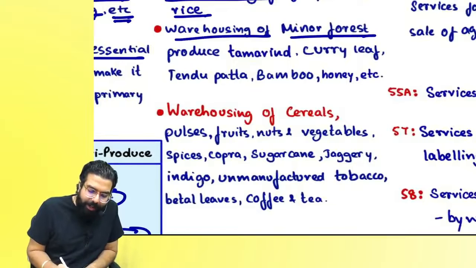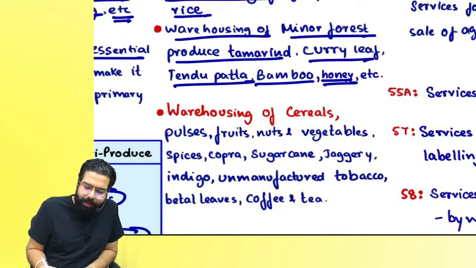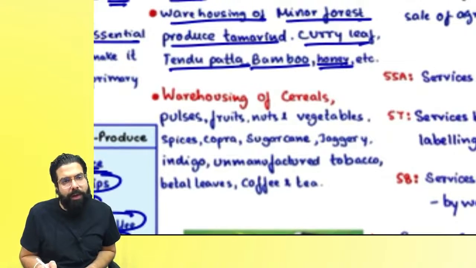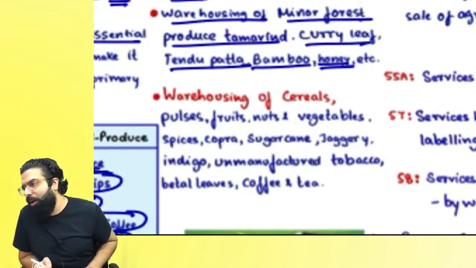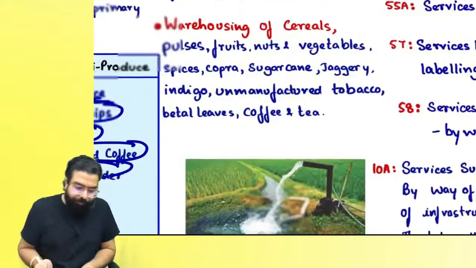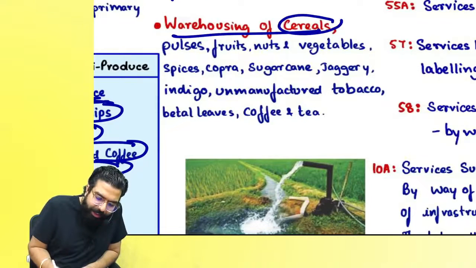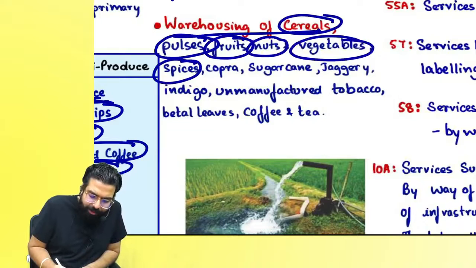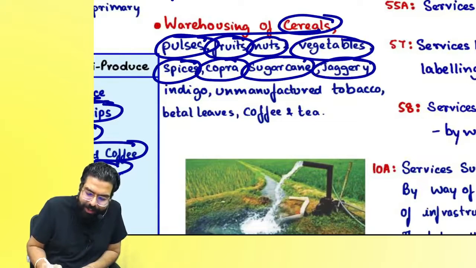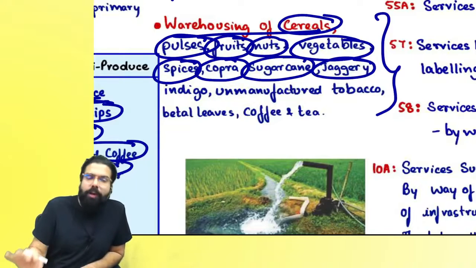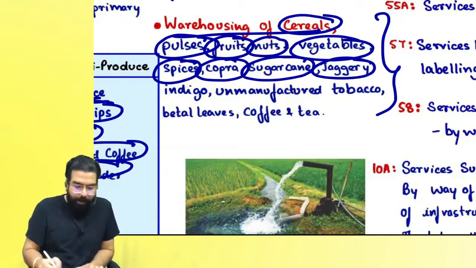Warehousing of minor forest produce like tamarind, curry leaf, tendu patta, bamboo, honey, also people will not charge any GST. On storage services of minor forest produce, GST will not come. But for major forest produce like sandalwood, GST will come. Then warehousing of cereal, pulses, fruits, nuts, vegetable, spices, copra, sugarcane, jaggery is not an agricultural produce, but they are telling here that warehousing will be not taxable.